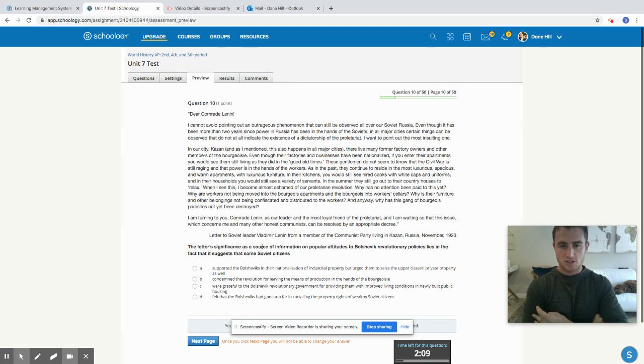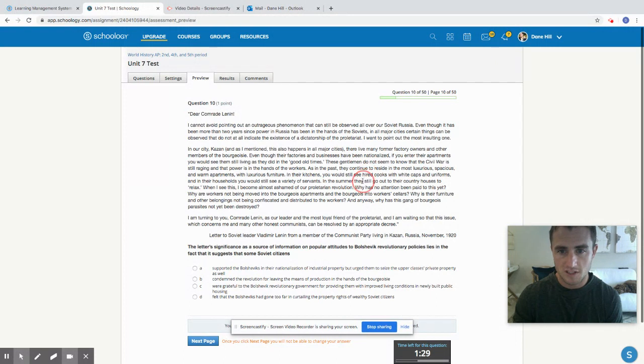"The letter's significance as a source of information on popular attitudes to Bolshevik revolutionary policies lies in the fact that it suggests that some Soviet citizens..." All right, so this, if I remember correctly, is just a big complaining letter. This guy is like, we're supposed to be communist, but yet in our city, there are many former factory owners and other members of the bourgeoisie, and even though their factories and businesses have been nationalized, meaning now controlled by Russia, they don't own them themselves, you would still see them living as they did in the good old times.